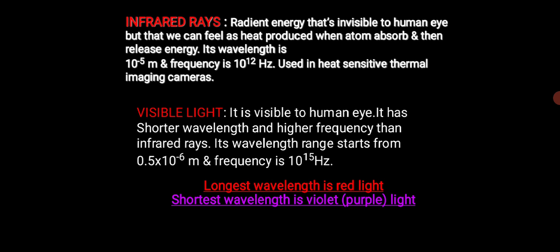The next one is visible light. It is visible to the human eye. It has shorter wavelength and higher frequency than infrared rays. Its wavelength starts from 0.5 x 10^-6 meter and frequency is 10^15 hertz. The longest wavelength is red light and the shortest wavelength is purple or violet light.